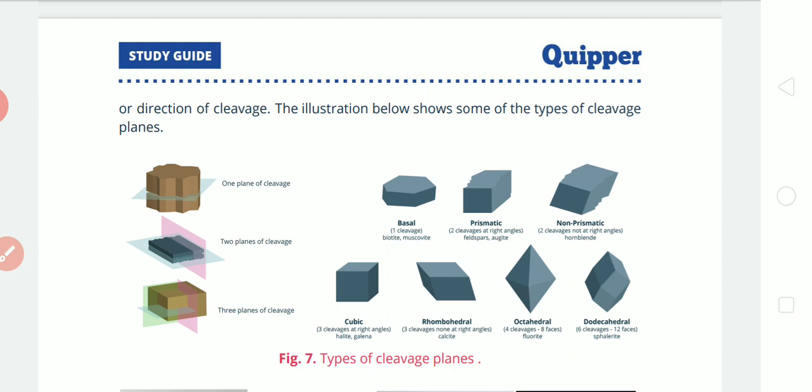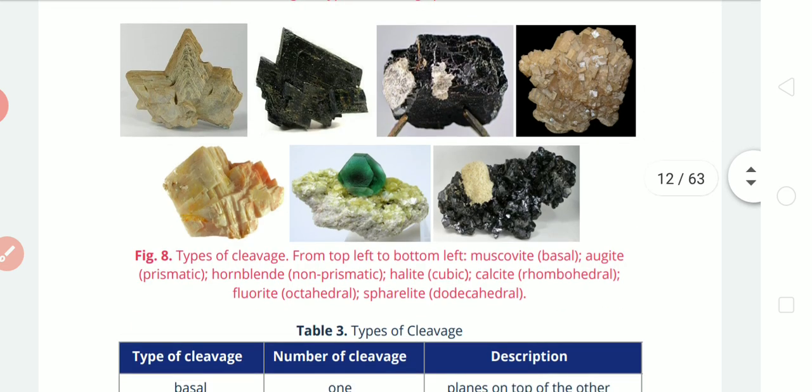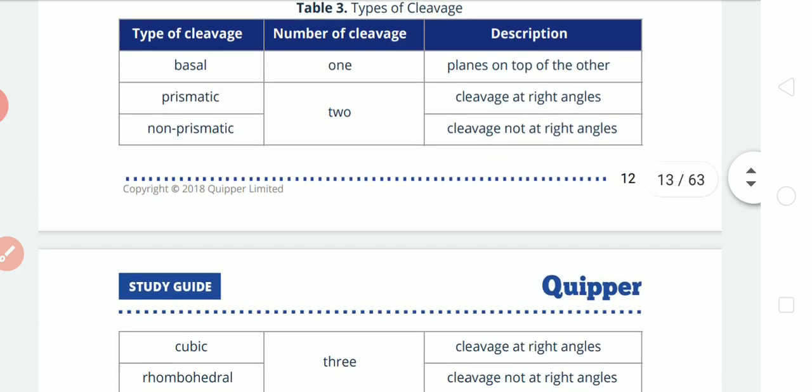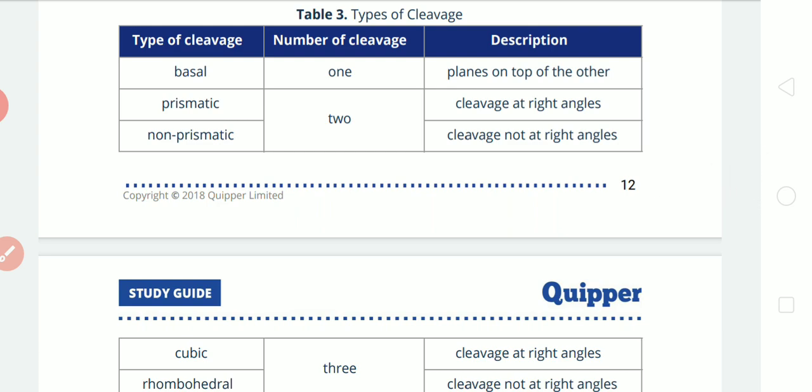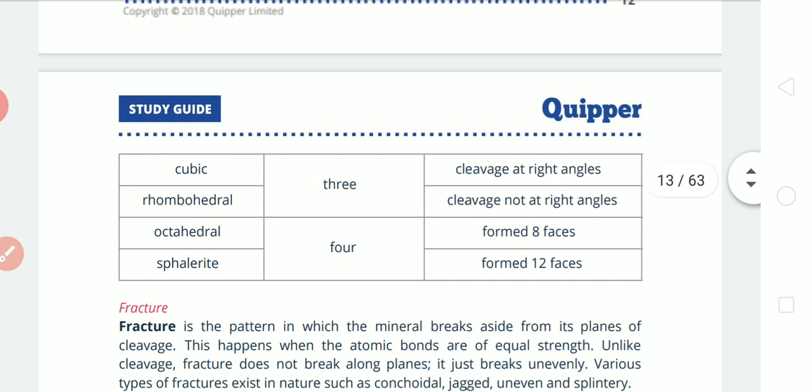Kasi nga, para siyang nahiwi, more siyang diamond in shape. Sa prismatic man, more siyang perfect square. Kaya visible yung right angle, kung asa i-locate si right angle. Now, si non-prismatic, para siyang nakatagilid gamay. So, it has two cleavages, but it doesn't have right angles. Or, the cleavage is not located on its right angle.